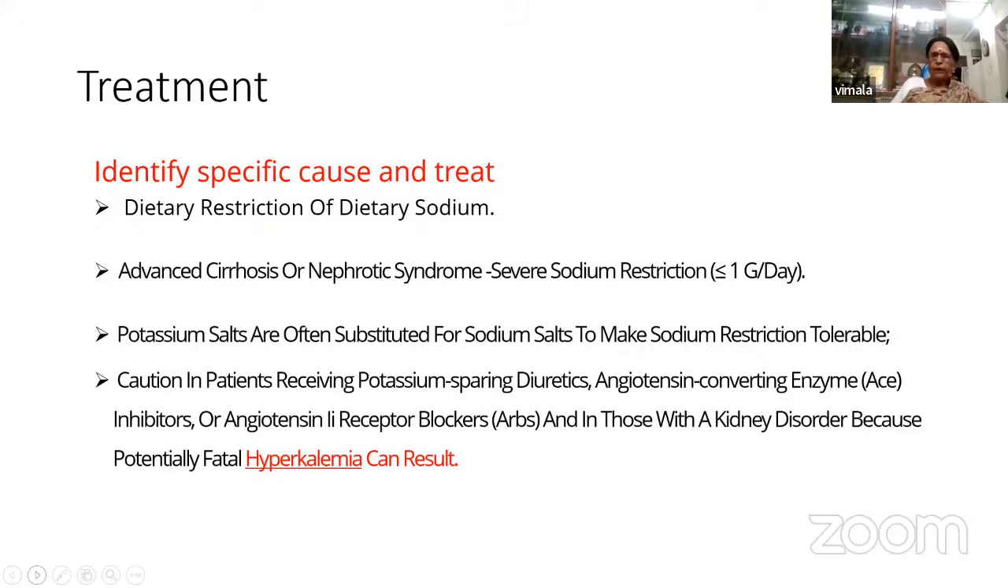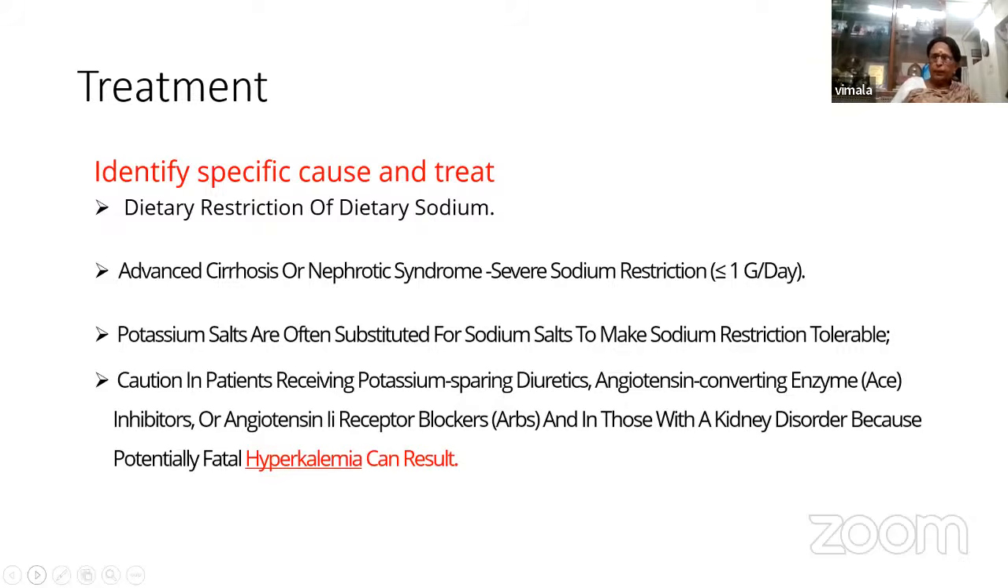The mainstay of treatment is diet. You have to ask them to restrict sodium, which is very, very difficult for our patients, especially in patients with renal failure, whom you can't give potassium chloride also. So there is no substitute. You have to only restrict your normal sodium chloride to less than 4 grams per day. If this patient has a chronic liver disease and cirrhosis, the sodium restriction should be less than 1 gram, which is very, very difficult. In the Indian diet, normal salt intake is around 6 to 8 grams.